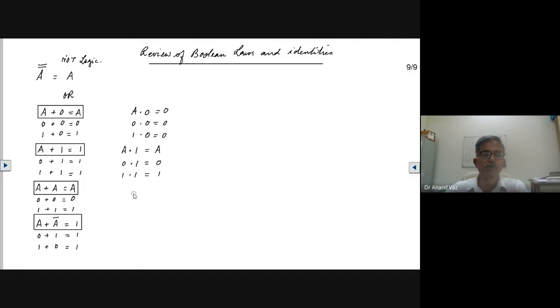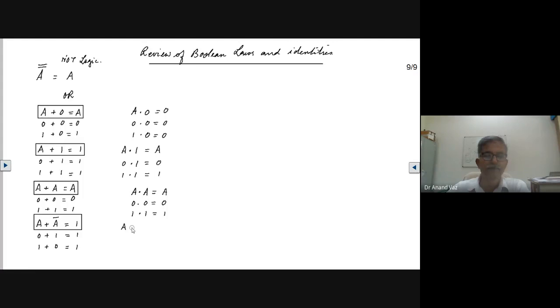We can also see A and A. If you take A as 0, ANDed with 0, the result is 0. If you take A as 1, ANDed with 1, the result will be 1. So you can see that A and A is A itself. It's not A square, A itself. This is Boolean operation.